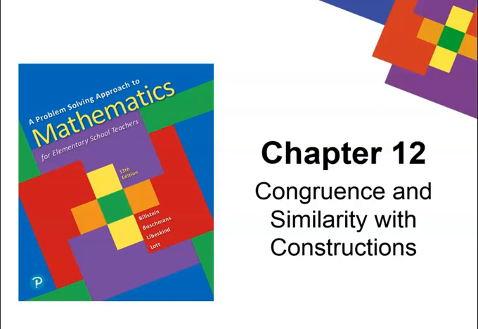This is chapter 12 where we're going to talk about congruence and similarity with constructions. So we're going to talk about how shapes are congruent and similar, which does mean two different things we're going to define very quickly. And when we talk about constructions, we're talking about creating shapes, line segments, angles, bisectors using a compass and a straight edge only. Now, constructions will be great for both you and your students to understand these theorems in geometry.